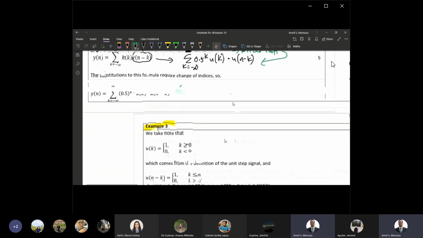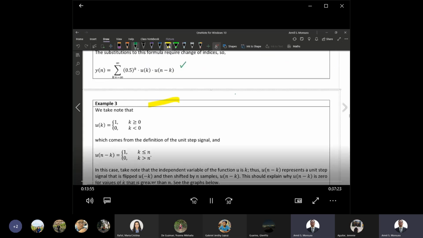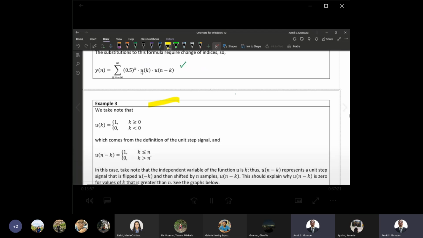Now, now here's the thing. May makikita tayong dalawang step signal dito. Okay, isang u of k, tsaka isang u of n minus k. Okay? Essentially, ang gagawin ng dalawang step signal na yan, or step functions na yan, is papalitan niya itong limits na to. Okay? Dahil yan sa mga definitions niya.